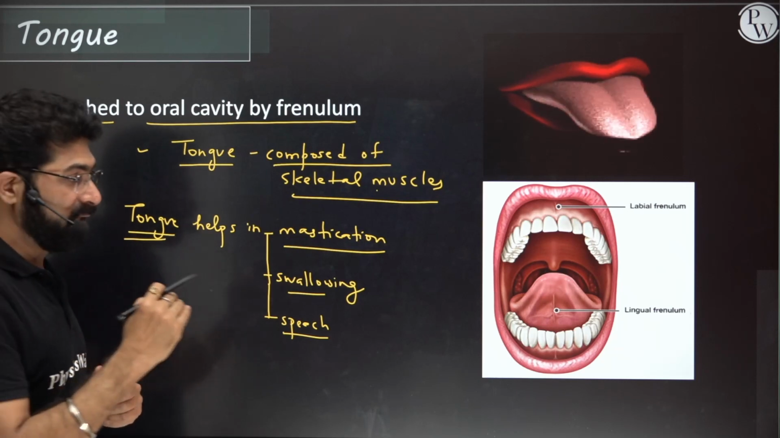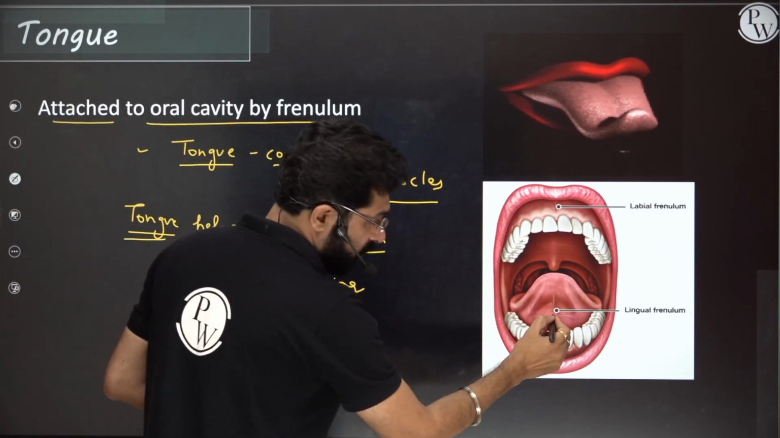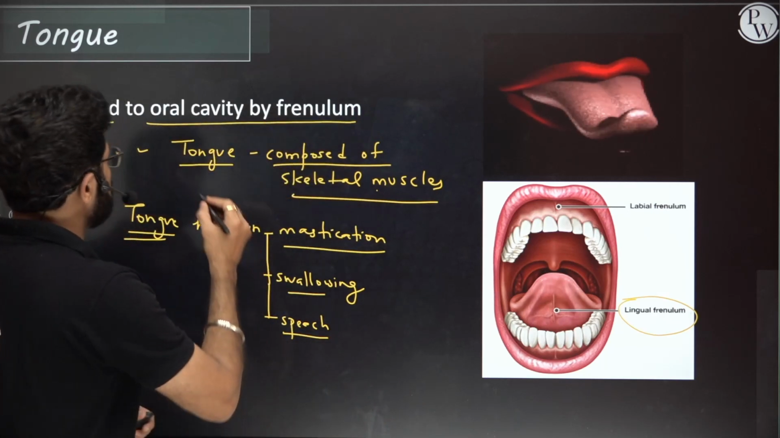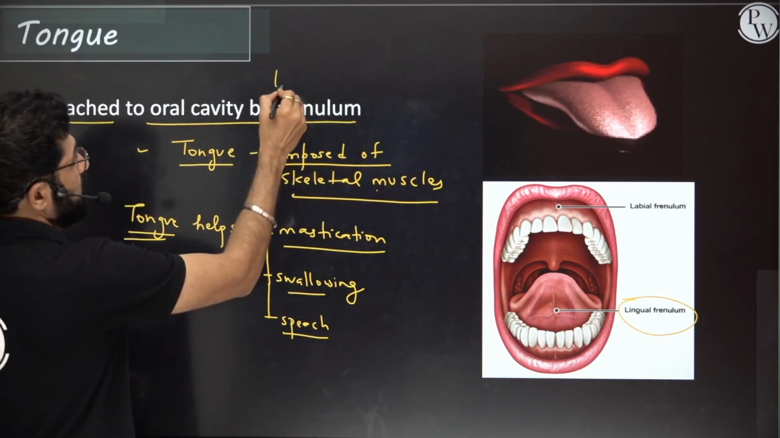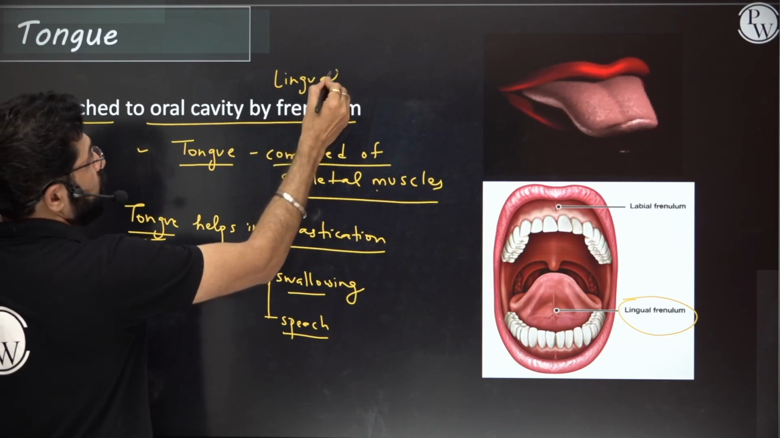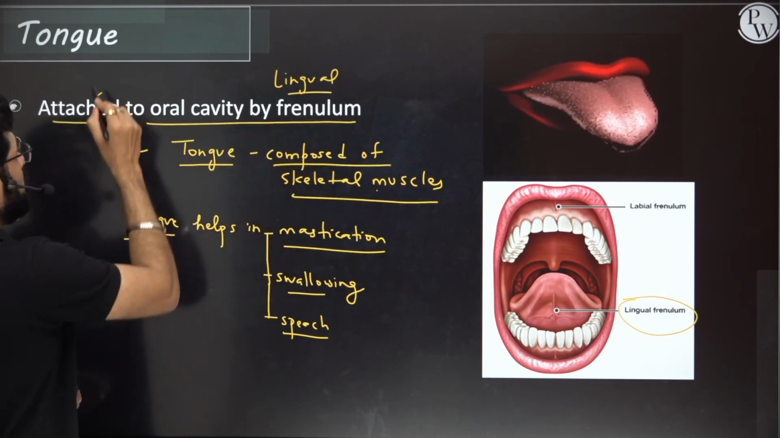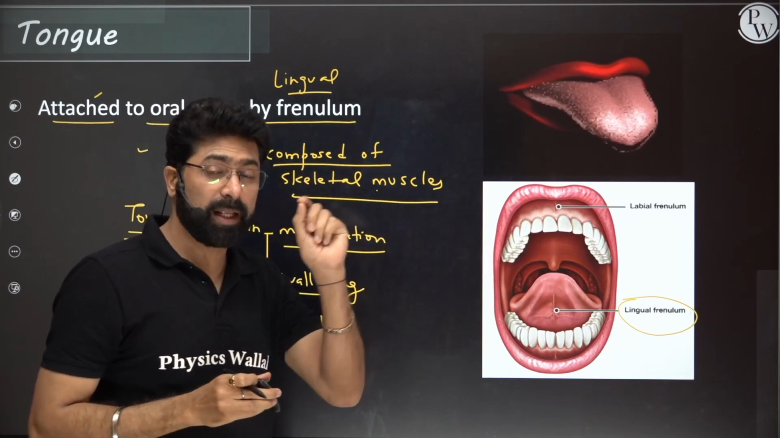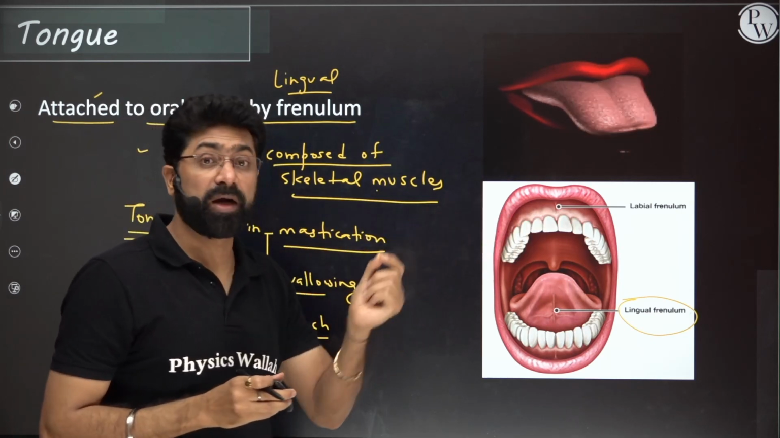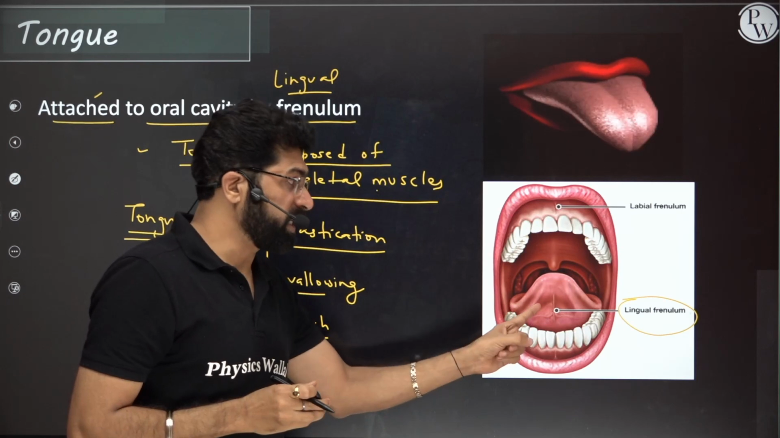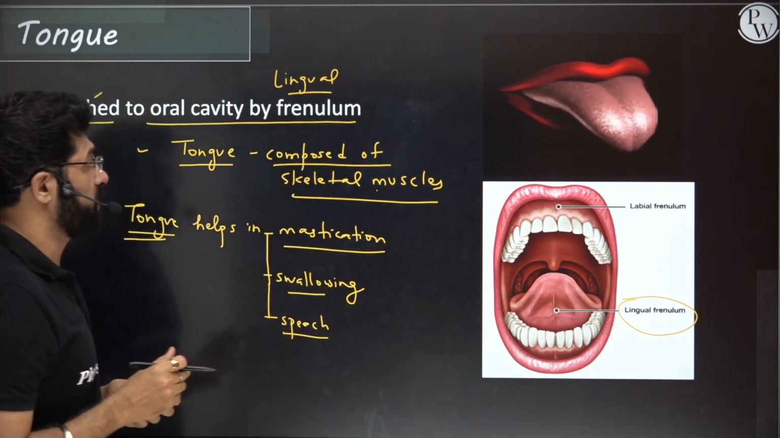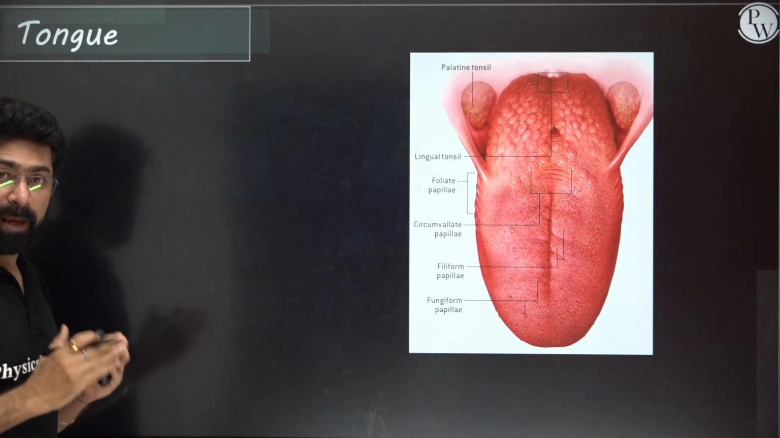The tongue is held in the floor of the buccal cavity by a structure called lingual frenulum. So the structure which is holding it in the floor of the buccal cavity is the lingual frenulum, whereas the lips are held by a frenulum called labial frenulum. Tongue is held by lingual frenulum. Please remember this point.